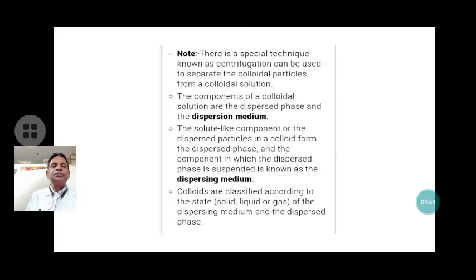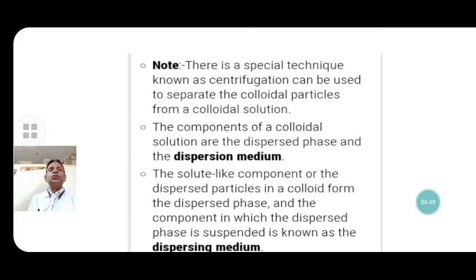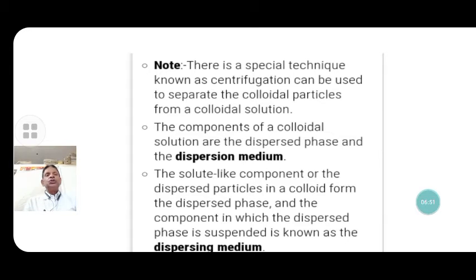Next is a note. There are special techniques known as centrifugation that can be used to separate the colloidal particles from the colloidal solution. Now here one point is noted. What are the components? The components of a solution are the solute and solvent. But in the case of a colloidal solution, the components are the dispersed phase, which acts as a solute, and the dispersing medium, which acts as a solvent.